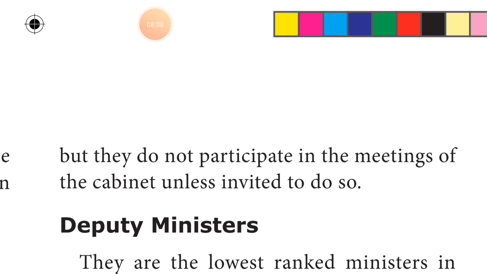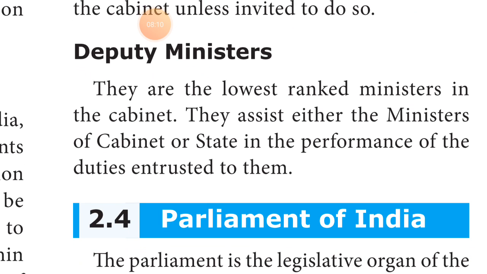And third one, Deputy Minister. Deputy Minister is the lowest category of minister. They help the ministers, cabinet or state ministers. That's all about the categories of ministers. What topic have we done so far? Once again, recall: three categories of ministers. First one, cabinet minister. Second one, minister of state. Third one, deputy minister. The highest is cabinet, the lowest is deputy minister. Okay, that's all about the deputy minister.